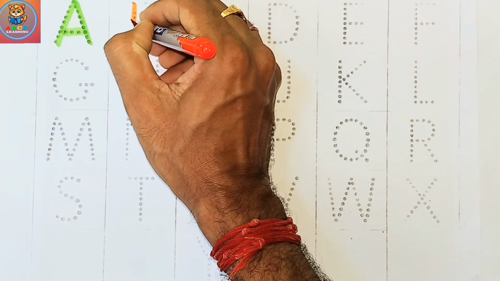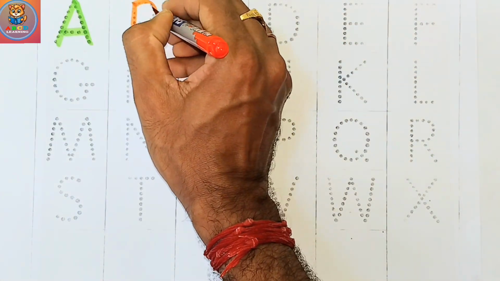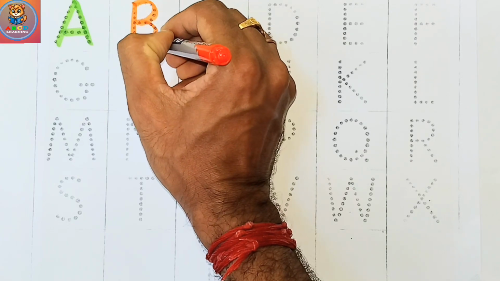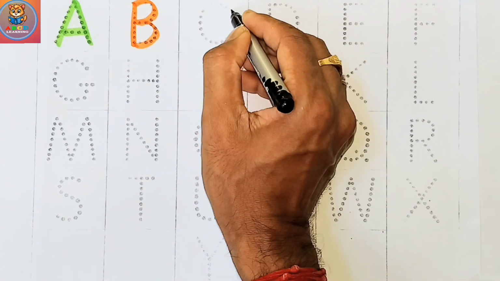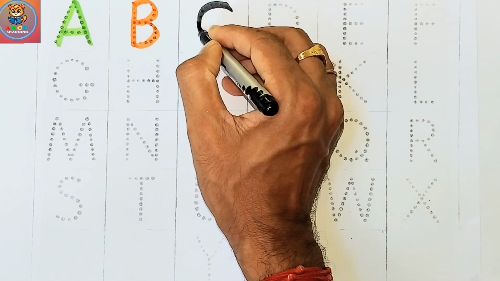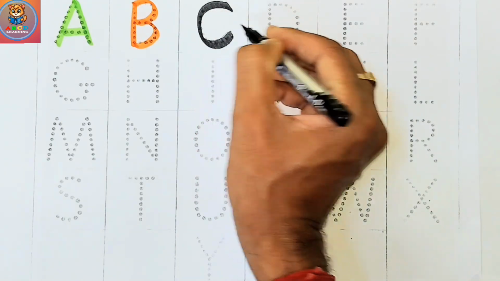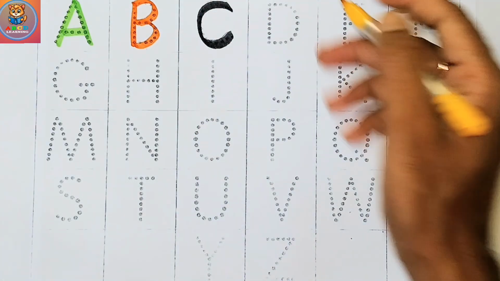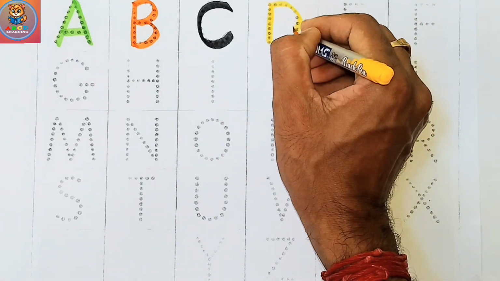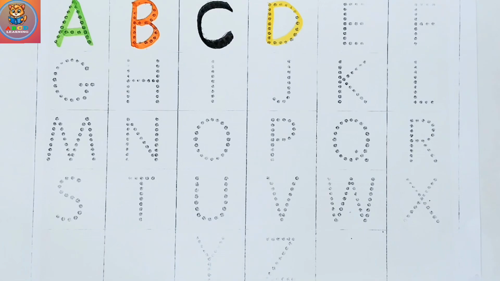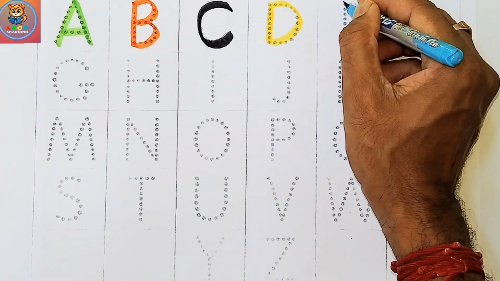B for ball, B for banana. Children, say B for ball and B for banana. C for carrot, C for cat. D for dog and D for doctor.